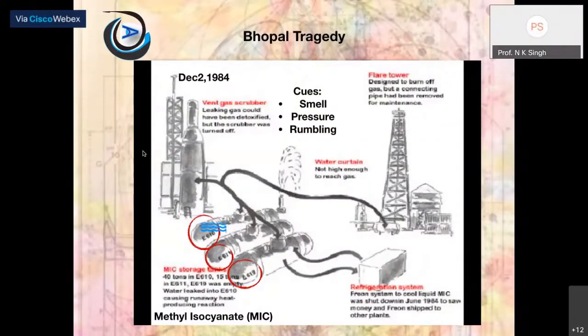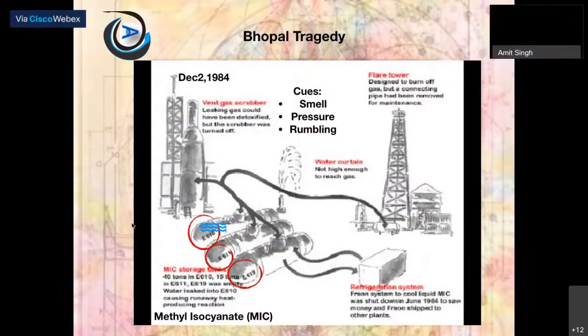So basically, the water leaked into the tanks. This caused an over temperature in the gas which leaked. There were a lot of safety systems like this gas scrubber. Leaking gas could have been detoxified, but the scrubber was turned off.